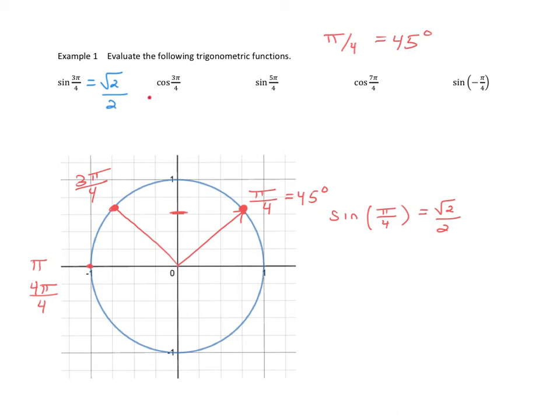Okay, so what about cosine of 3 pi over 4? By the way, we stated before that cosine of pi over 4 is also positive root 2 over 2.